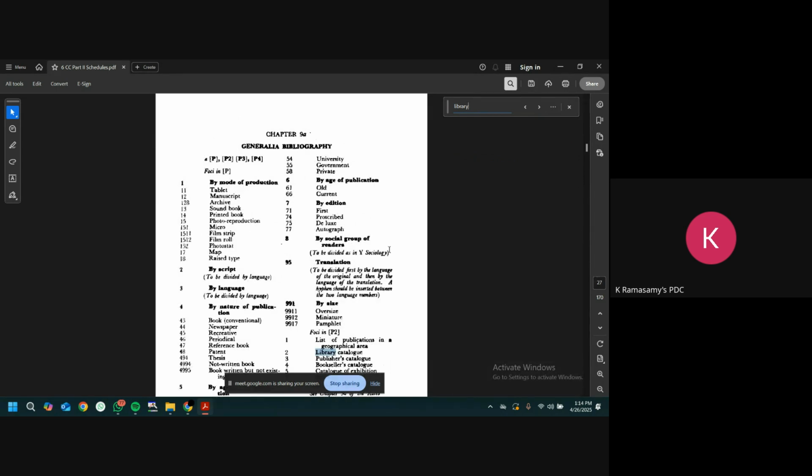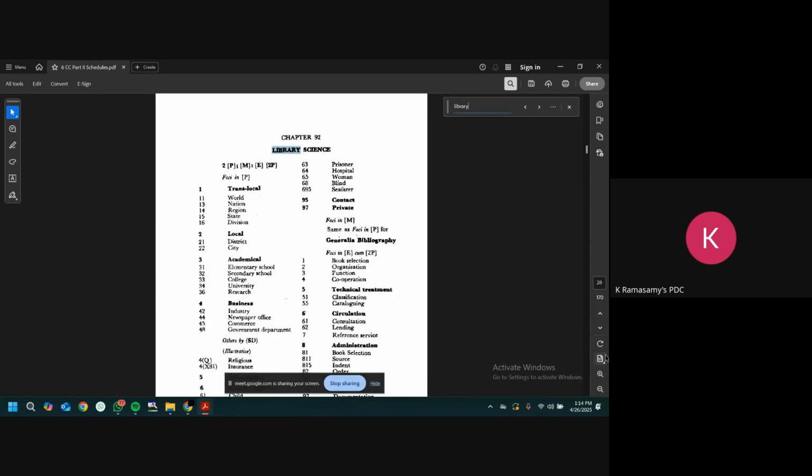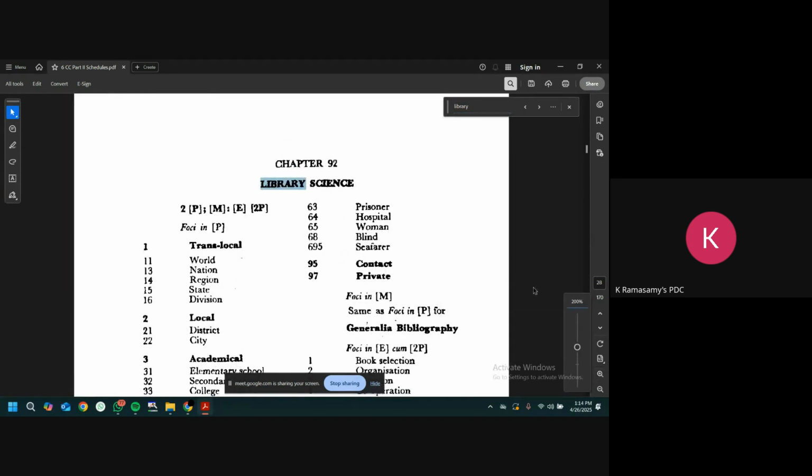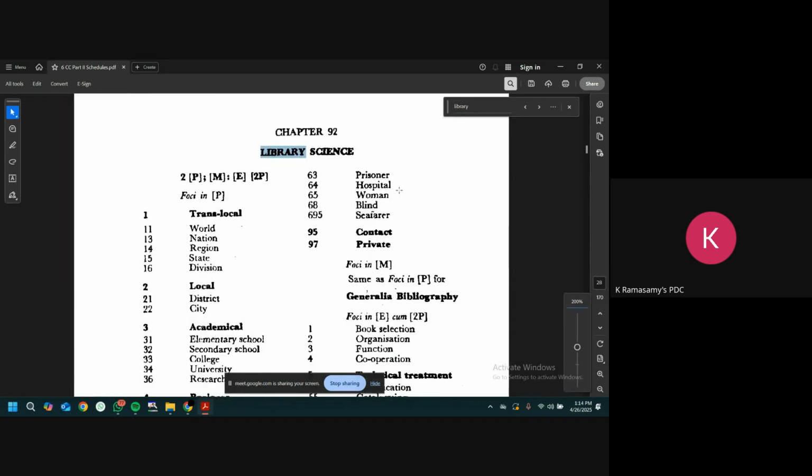So I'll go to library science. I'll make it bigger for you to understand it clearly. It's library science, okay? If you are comparing library science with mathematics, library science and psychology, library science and computer science, that is called an inter-subject phase relation, where two main classes are involved. I think that is very clear to you.